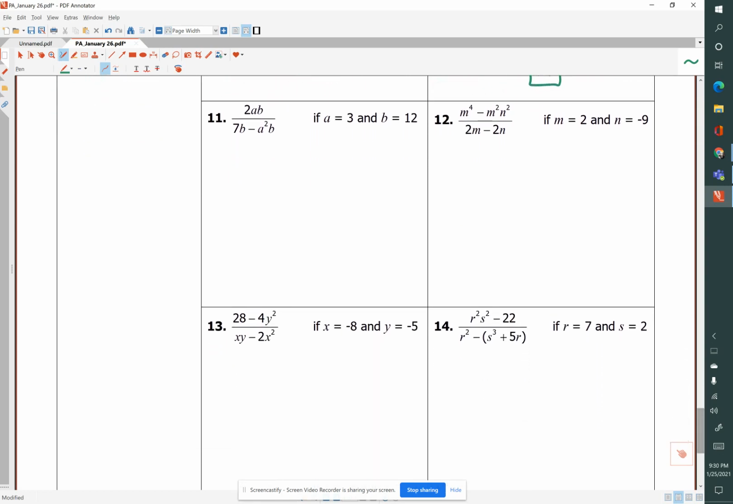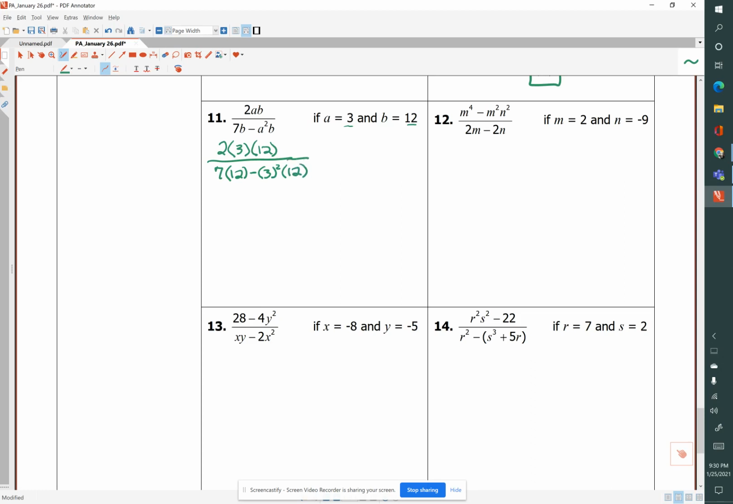So only 6 more problems left. Number 11 is a division problem: 2ab divided by 7b minus a squared b, if a equals 3 and b equals 12. So try some of these on your own and come back to the video and see how you did. So I'm going to make the substitution: 2 times a b divided by 7b minus a, which is squared, times b.